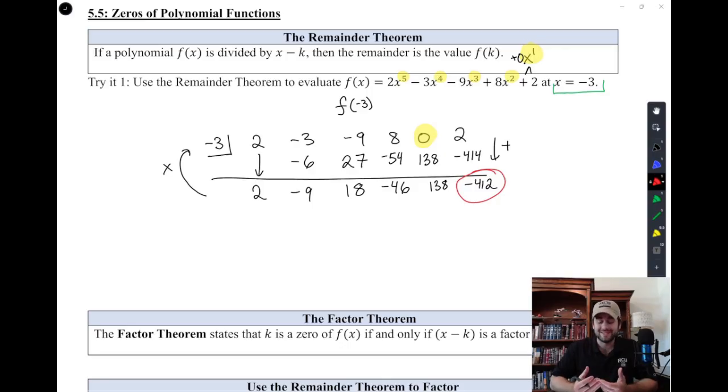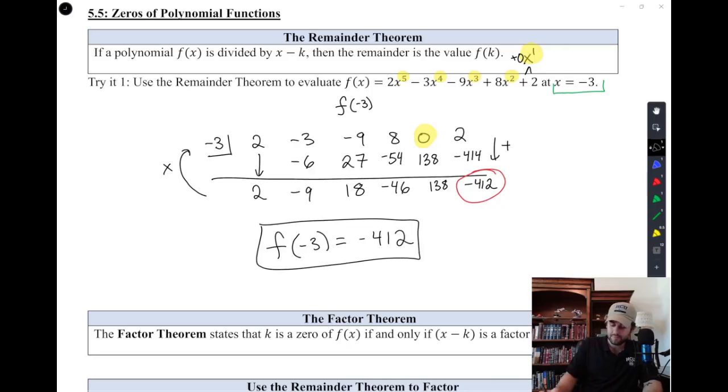But the cool thing about synthetic division that we just learned is that f of negative 3 is equal to the remainder. And so if you were to plug and chug negative 3 and be really careful with all of those powers, you'd get negative 412, which is pretty cool. So that's the remainder theorem, which just says that your remainder is the value f of k when you plug and chug your 0.